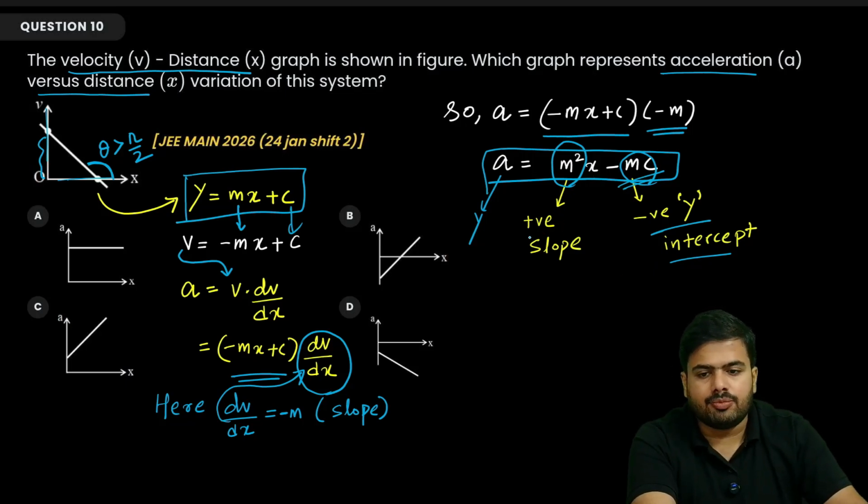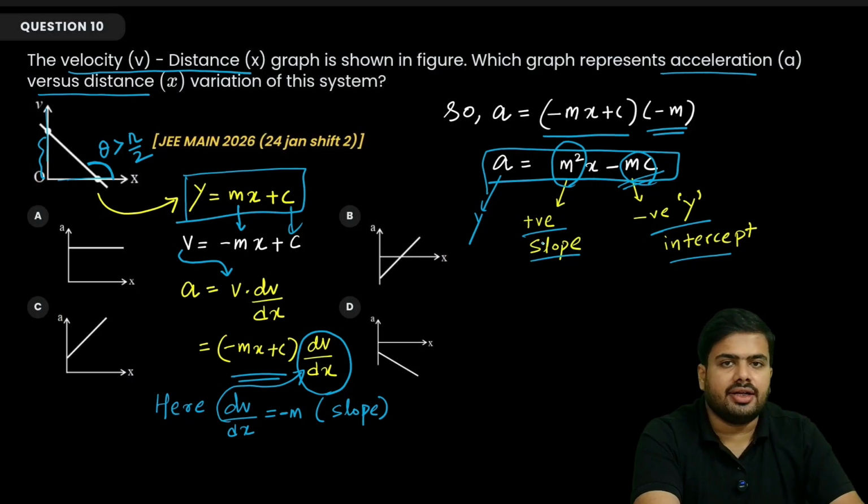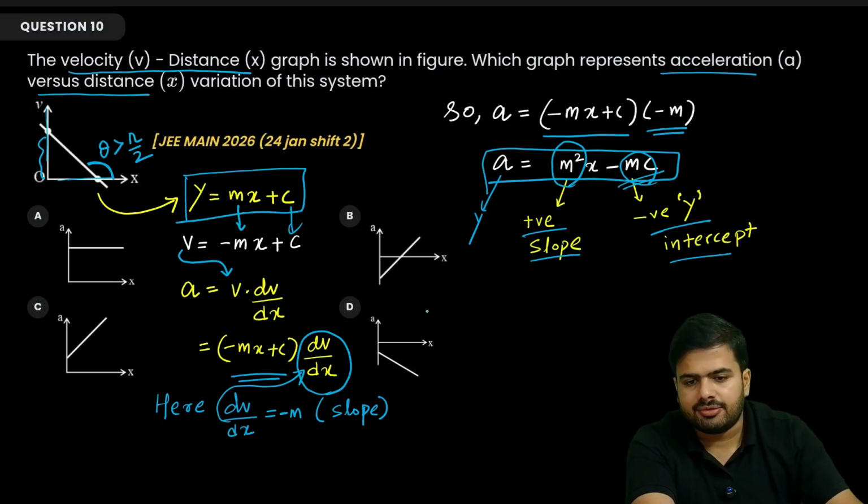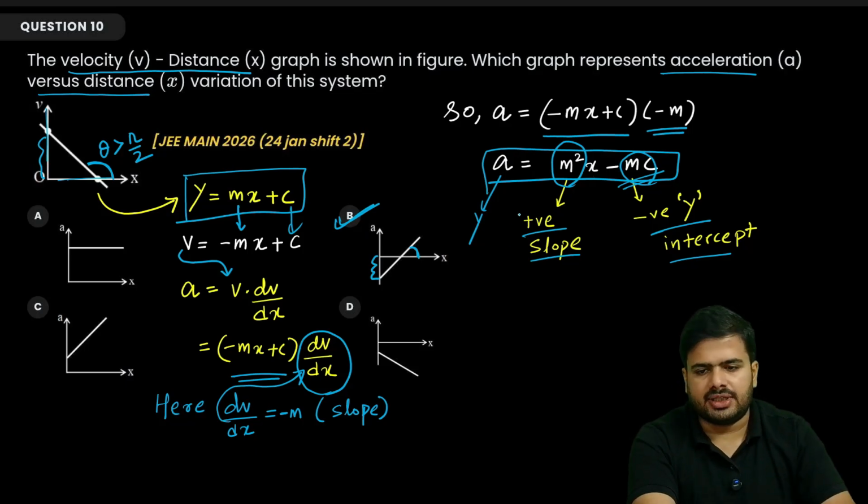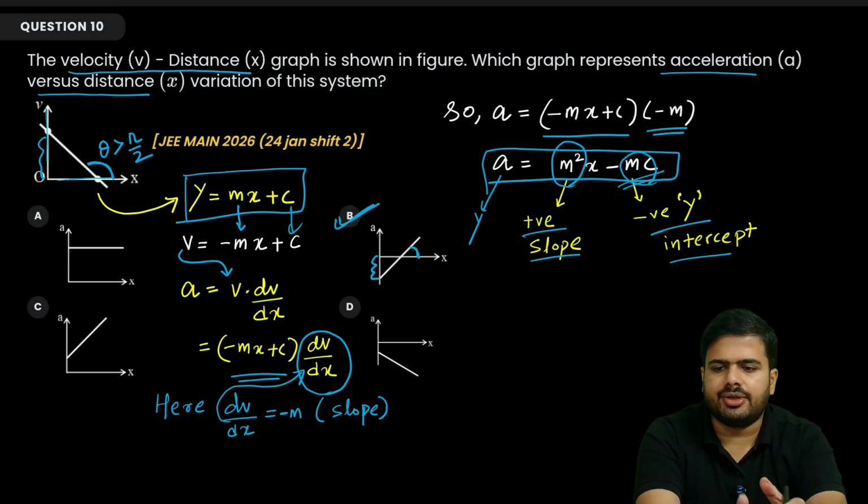Similarly, here we have a positive slope in the straight line equation. We have to find from the given graphs one with a positive slope and a negative y-intercept. This one has a negative y-intercept with a positive slope. So this graph suitably matches the conditions, and option B will be correct.